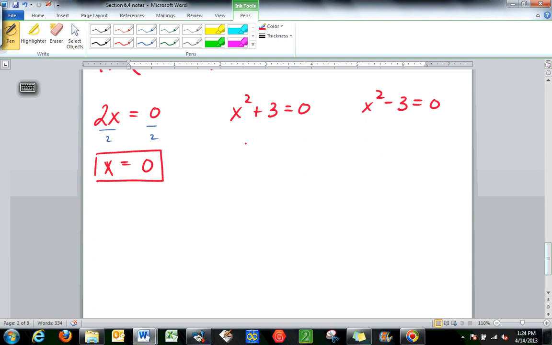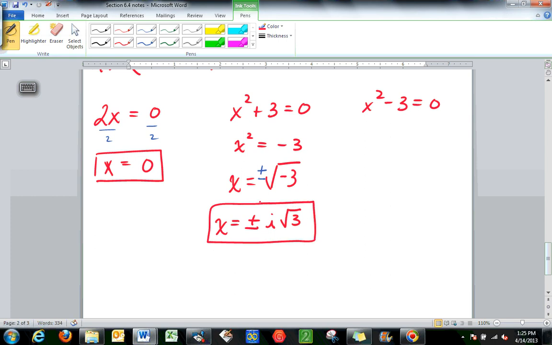Here we have to subtract 3 from both sides, so we get x squared equals negative 3. When I take the square root of both sides, I'm going to have the square root of negative 3. And if we recall, the square root of a negative number creates an imaginary number. And keep in mind that when we take the square root of something, it gives us a plus and a minus term. And this is extremely important because we need 2 solutions out of this. So we will then have x equals plus or minus i times the square root of 3. And so that's 2 more solutions.